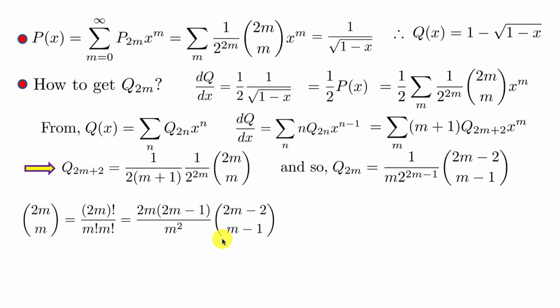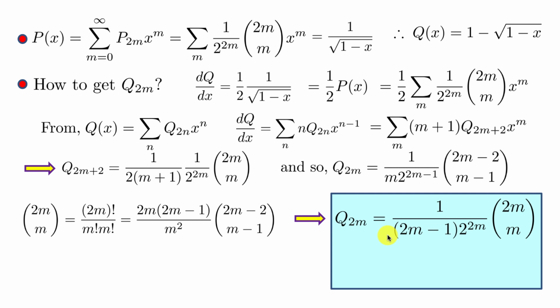Now, this quantity is precisely what we had over here, and so finally, what we've discovered is that this q2m becomes 1 over 2m minus 1, and then this factor over here, which of course you realize as being p2m. So we've discovered a very important result, that the probability of first return after 2m steps is equal to 1 over 2m minus 1 into the probability of return after 2m steps. Any return after 2m steps, whereas this is the probability of first return.